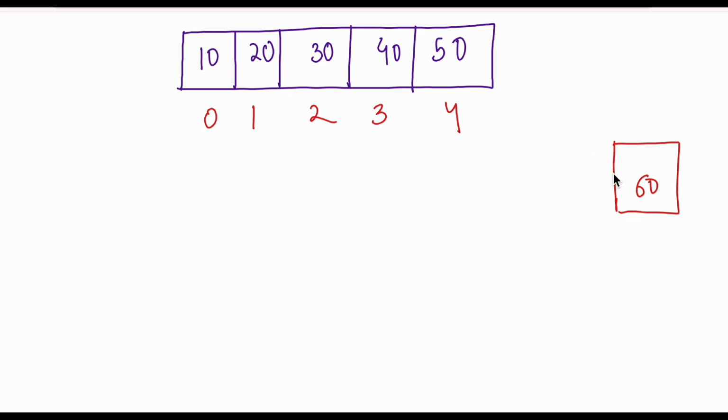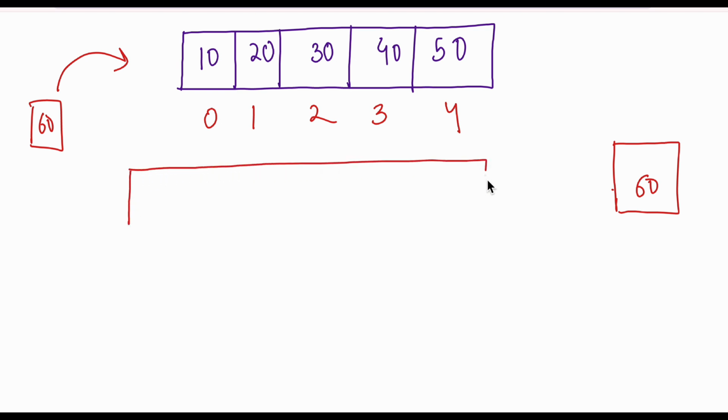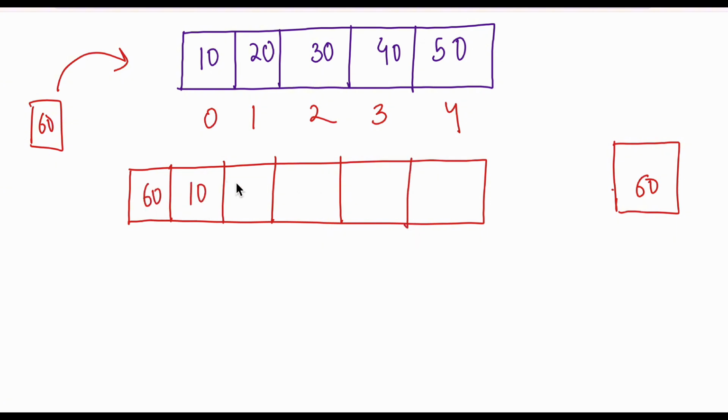Now let us consider adding or removing from the start of the list. So now let us say I want to add this element 60, not here, I want to add it here at the start of the list. Now what will happen when I add this to the start of the list? The list will become like this. It will become 60, 10, 20, 30, 40 and 50, and the indexes will become 0, 1, 2, 3, 4, 5.